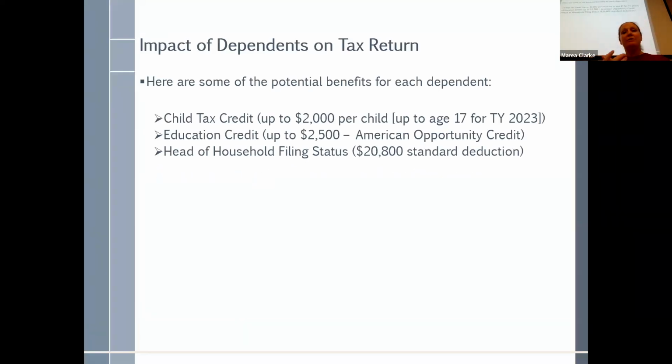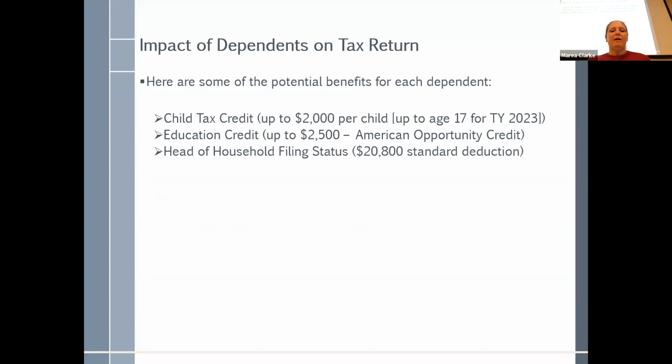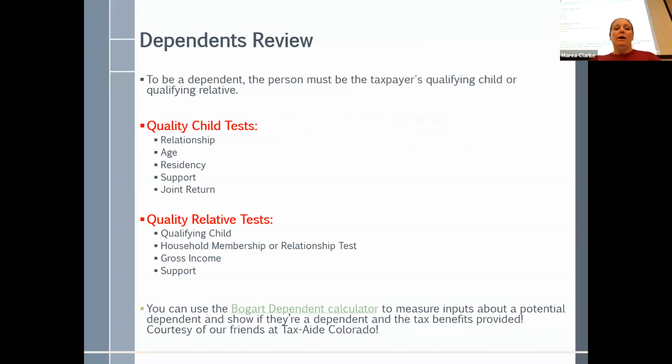All right, so there are some really good things, right? There's a child tax credit, which is up to $2,000 for every child up to age 17. There are education credits, which can be up to $2,500. You can also get a bigger standard deduction, such as the head of household filing status, which takes your deduction up to $20,800, right? So it definitely can be beneficial to have a dependent on your tax return. All right, so that's all that is to it.